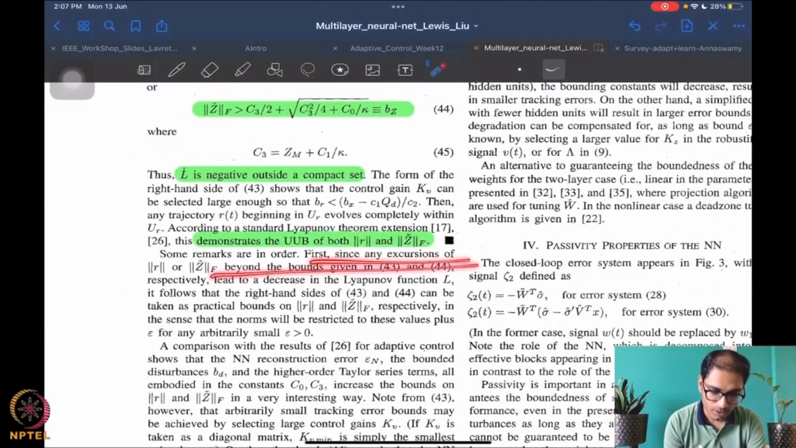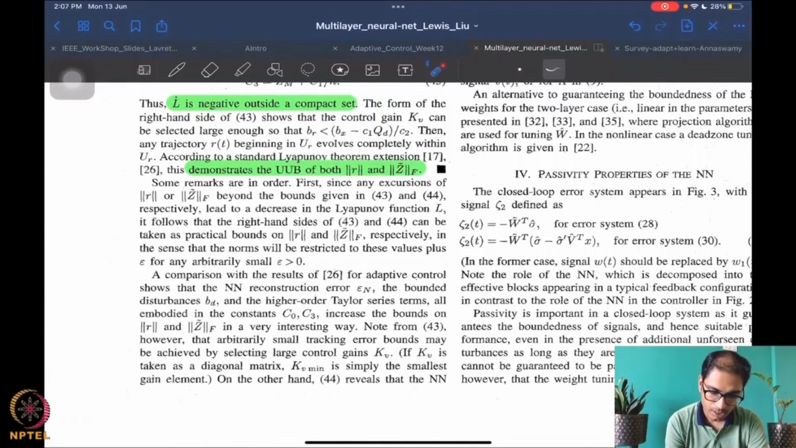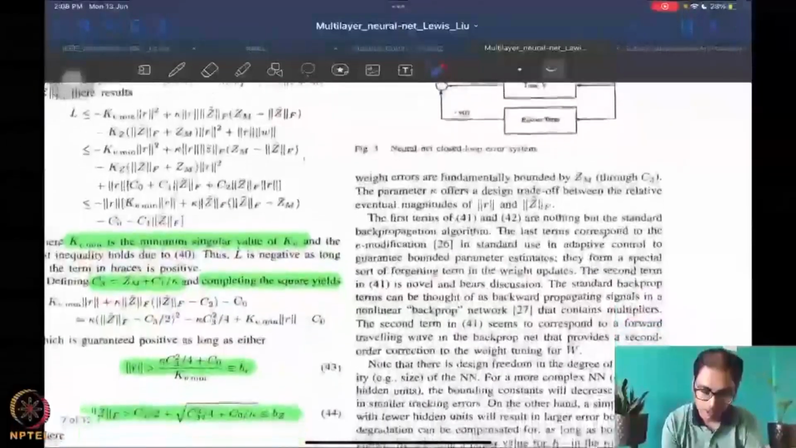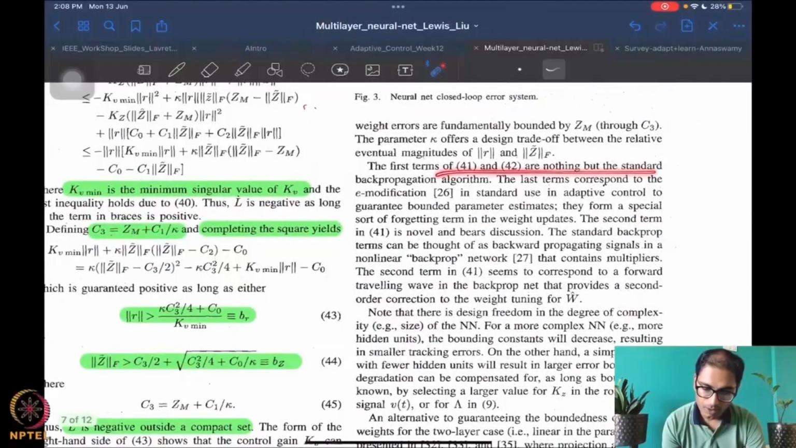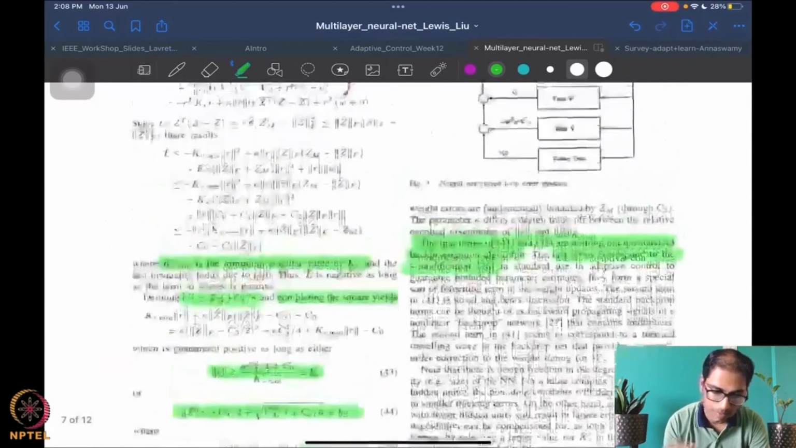So one thing is obvious, that any excursion beyond this 43, 44 leads to a decrease in the Lyapunov function, which means that you will get back into the bound. So Z tilde and R are of course restricted within this residual set, right? Anyway, these bounds are dictated by the number of higher order terms in the Taylor series and the magnitude of the Taylor series bounds, etc. And as you know, the first terms are nothing but the back propagation algorithm itself. So this is the standard back propagation, and the last terms look like the epsilon modification.